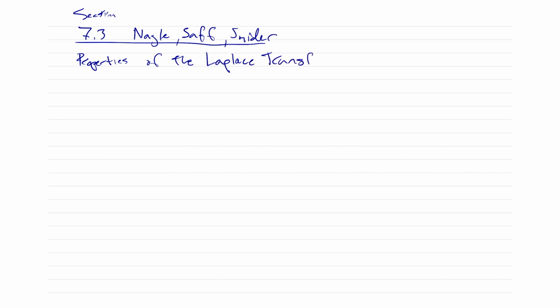Okay. So what are these properties? We have several that we're going to be talking about today. The first one is probably the most straightforward, and this is the linear property.